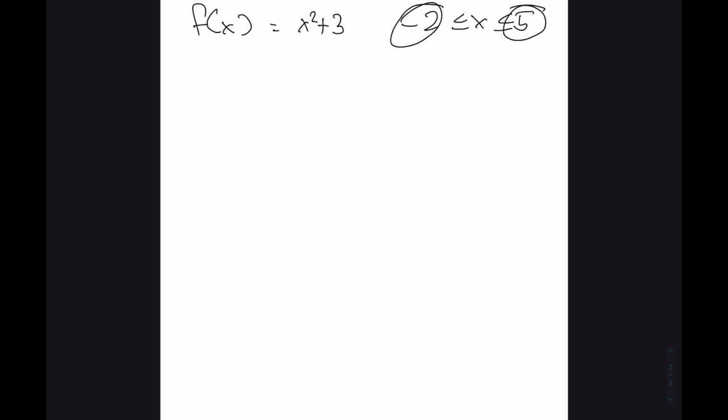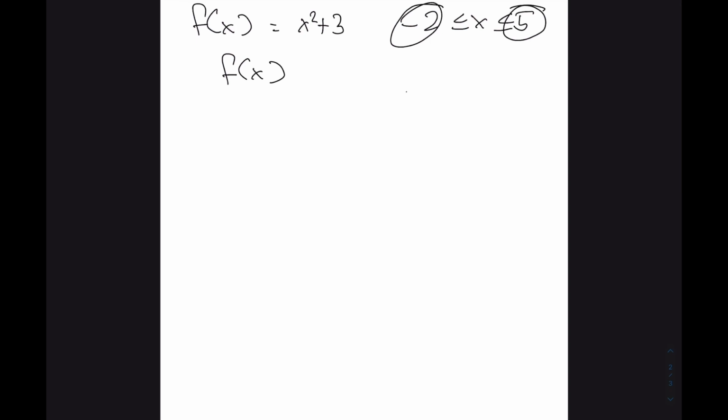Alright, so let's look at another equation as well. If f of x is equal to x squared plus 3, and they're asking us to find the range for this function in the domain minus 2 to 5. Since they're really generous and they just gave us a domain here, we just need to plug in the minimum and the maximum values of the domain.